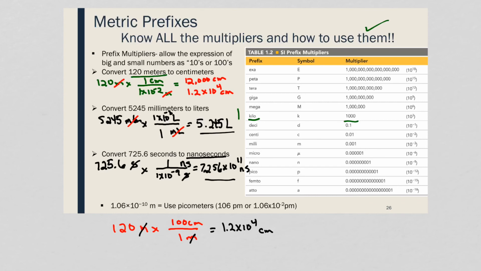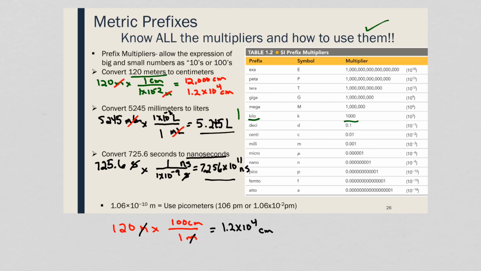Now, one last topic to look at here is, what if we're making a measurement and we're not quite sure of the best unit to use to express it? So, for example, if we made a measurement and it was a really small number of meters, say we measured something and it was 1.06 times 10 to the minus 10th meters. With what prefix should we express that measurement to make it reasonable?